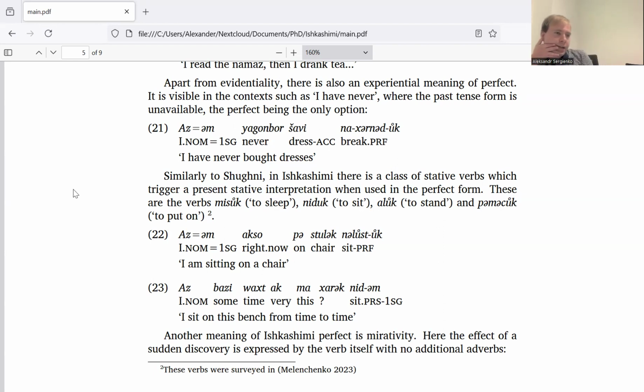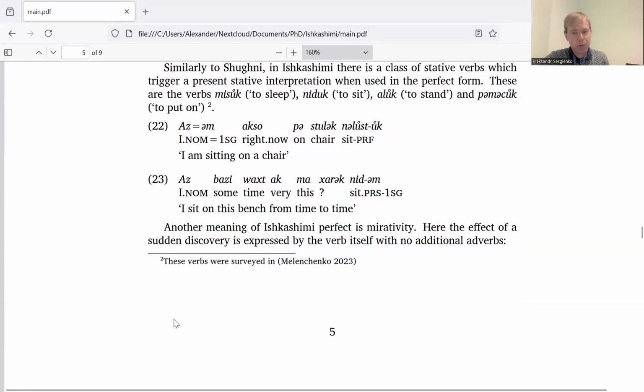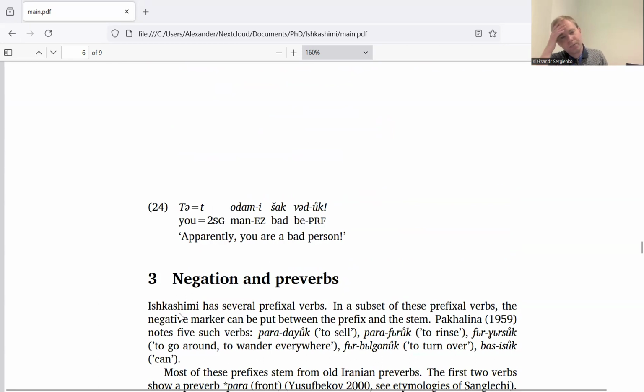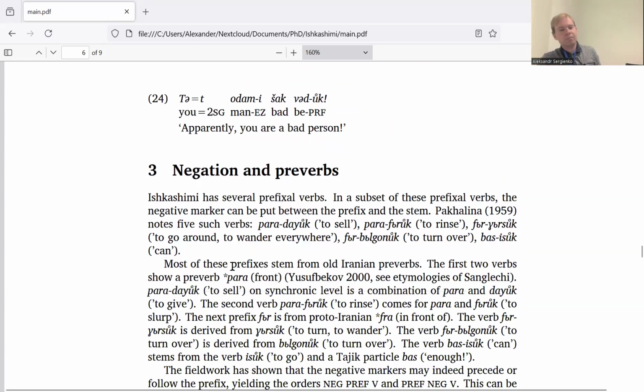And another very prominent meaning of the Ishkashimi perfect is mirativity, as you remember from Shugni. Here the effect of sudden discovery is expressed by the verb form itself with no additional adverbs. So you see tet odamish shak veduk: "Apparently you are a bad person." Right, so you don't really have any adverbs, and you get this mirative reading from the unexpected use of the perfect form of the verb. So that's it for the differences. I have a bit more of them, but it's very basic.